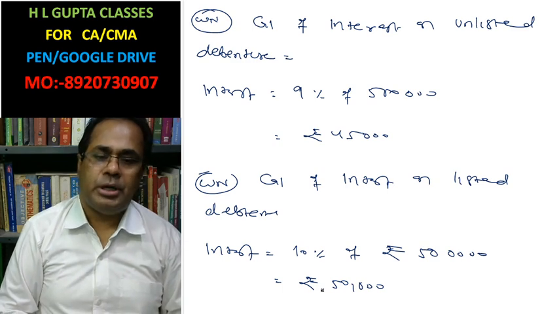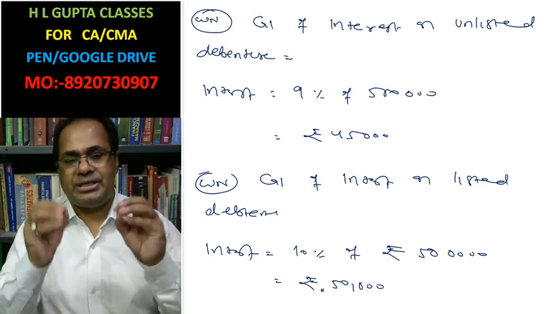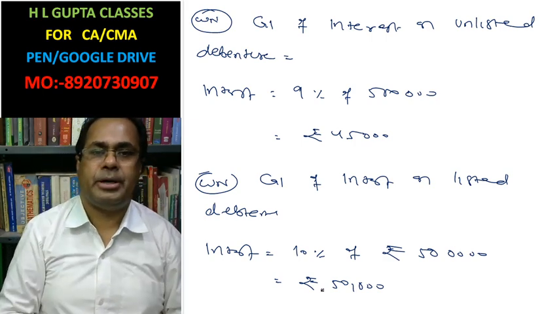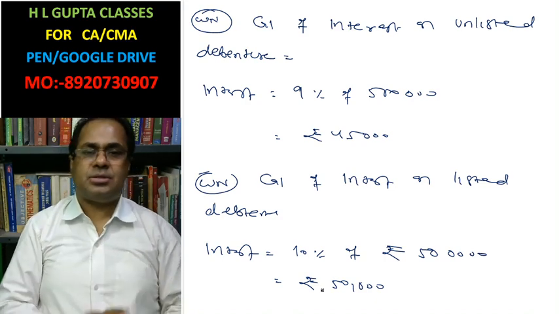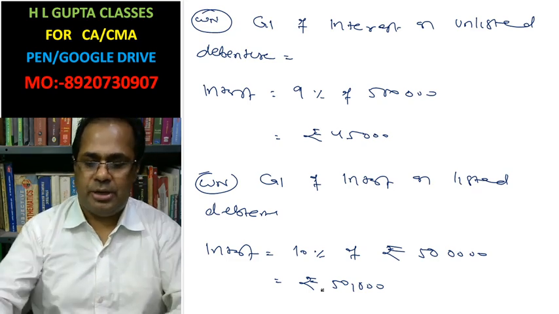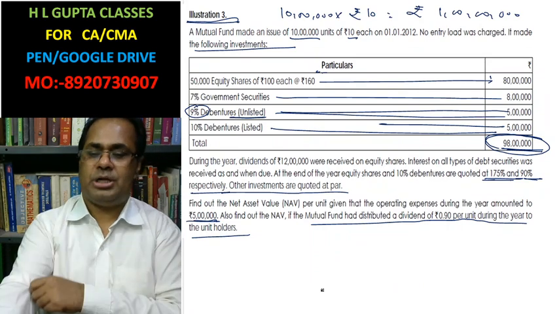Look at why I am calculating these things. Because of the investment you are receiving something, and you have received rupees 12 lakh as a dividend. After adding these all, you will get the total assets value at the end. On the basis of that you can calculate the value of total assets.